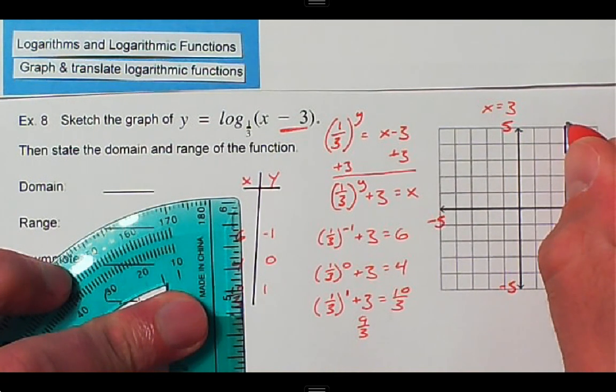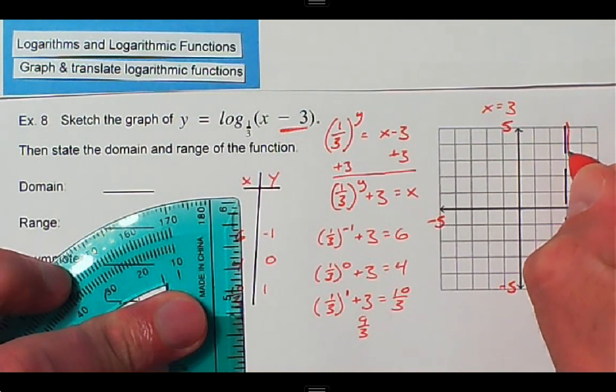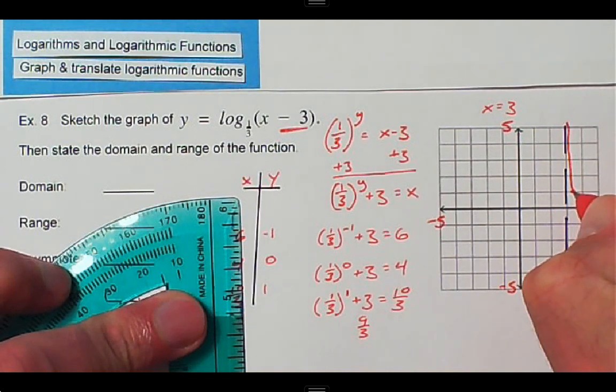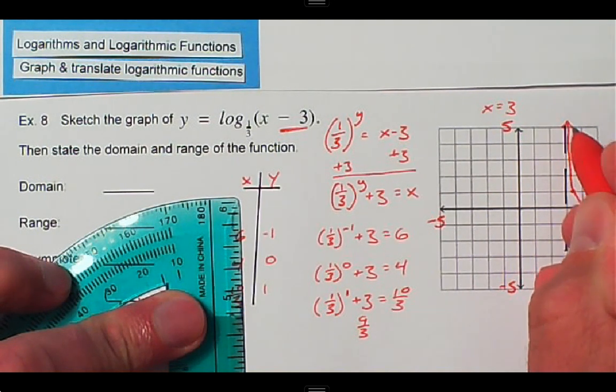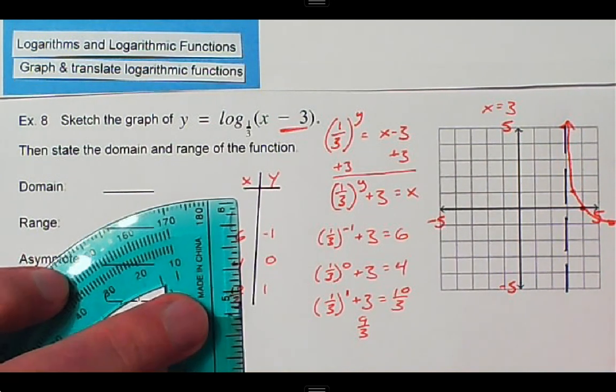And then we can sketch the graph that goes through there. It's going to start really high, and then it's going to come down. And then we're going to go through the points, and that's what our function is going to look like.